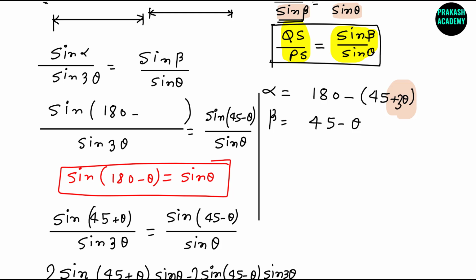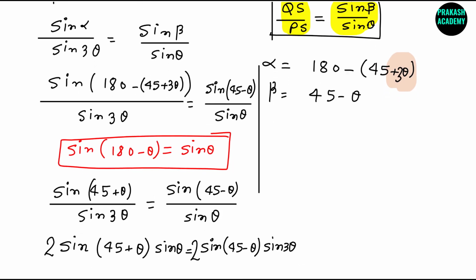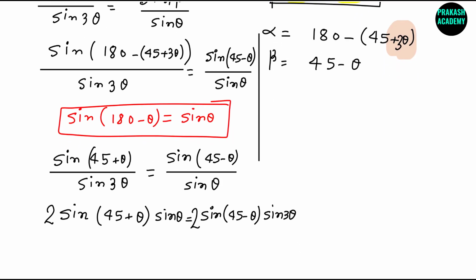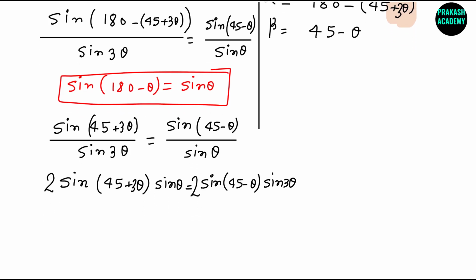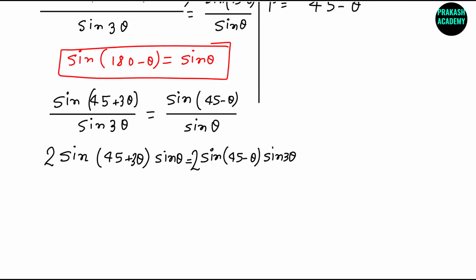So this term will be 45 plus 3 theta. And then this will be 45 plus 3 theta, and this will be again 45 plus 3 theta. Now I will use an identity.